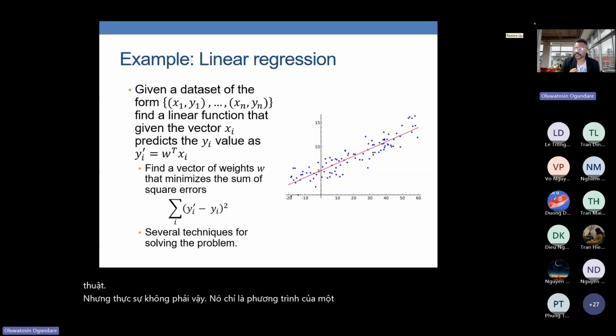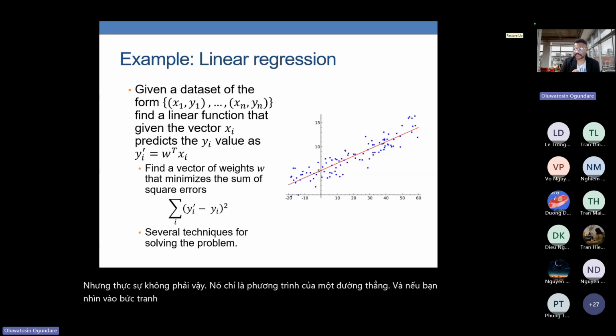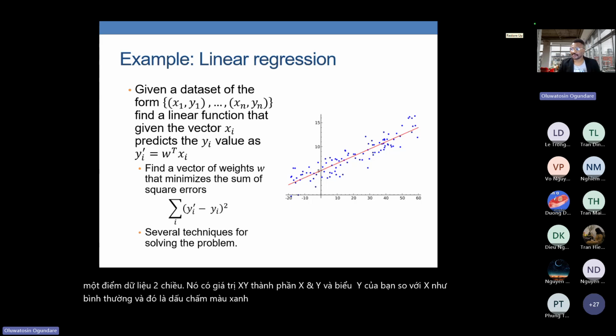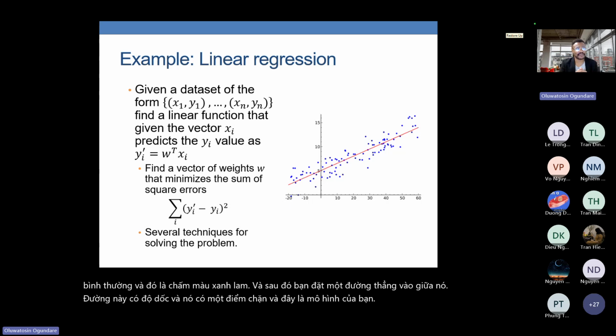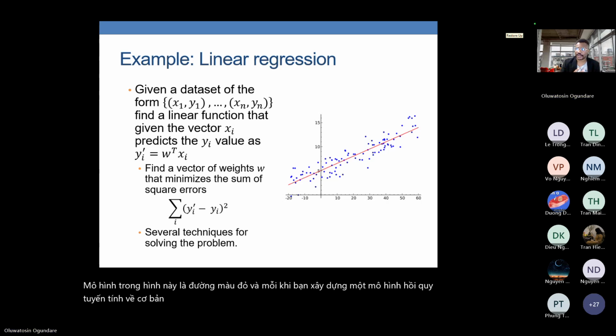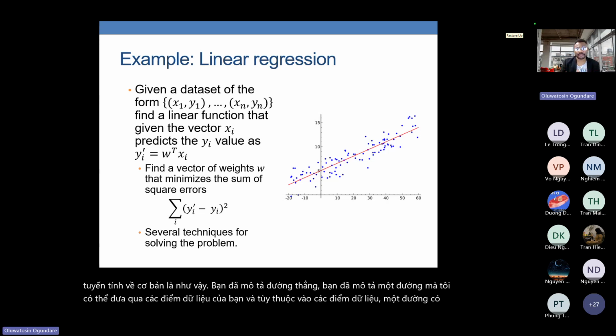And if you look at this picture, there is your data point, which is the blue dots, right? It's a two-dimensional data point. It has X and Y component, X, Y value, and you're plotting Y against X as usual. And that's the blue dot. And then you put a line in between it. This line has a slope and it has an intercept. And this is your model. The model in this picture is the red line. And every time you build a linear regression model, it is essentially you have described a line that I can put through your data points. And depending on the data points, a line might be good or a line might be really, really bad.